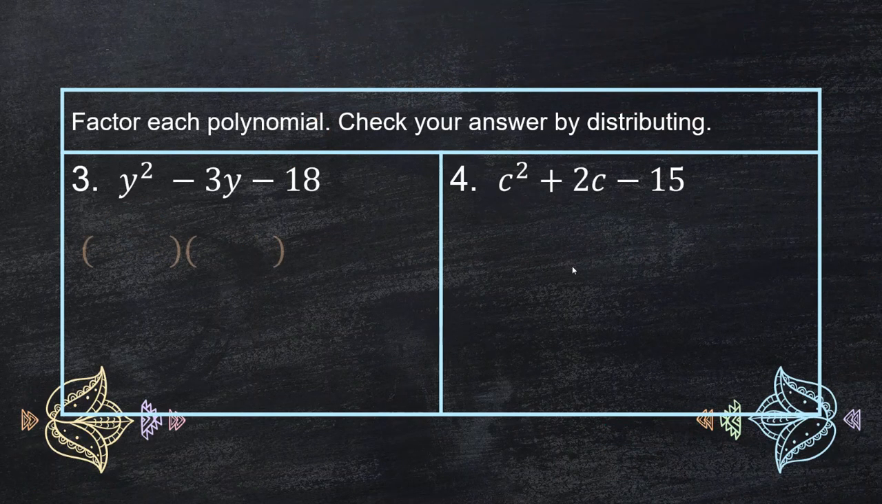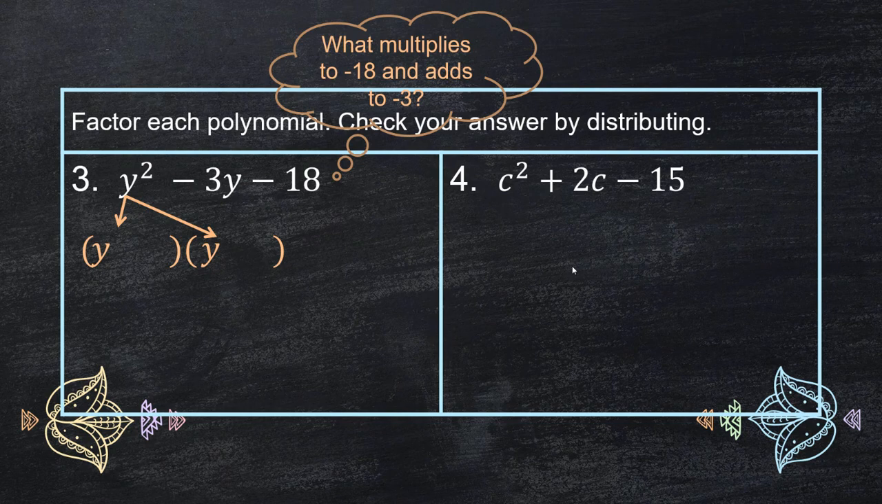Number 3, I like to start with my two sets of parentheses, split up the y squared. In our minds, we're thinking what multiplies to negative 18 and adds to negative 3. So to multiply to a negative, we must have a positive and a negative. Think about what multiplies to 18: 1 and 18, 2 and 9, 3 and 6. 3 and 6 would be the winners, but we have to do negative 6 and plus 3 because it has to add up to negative 3.